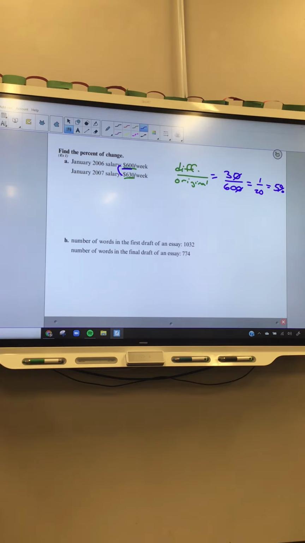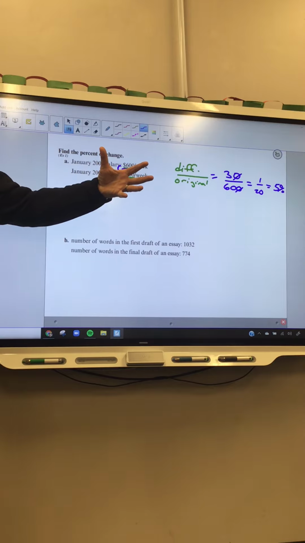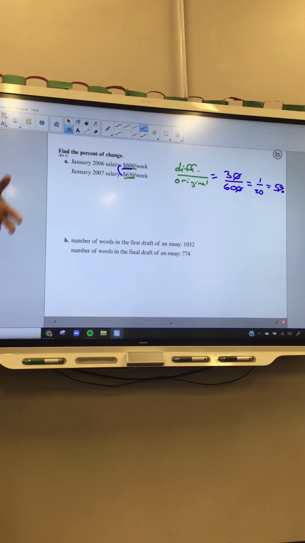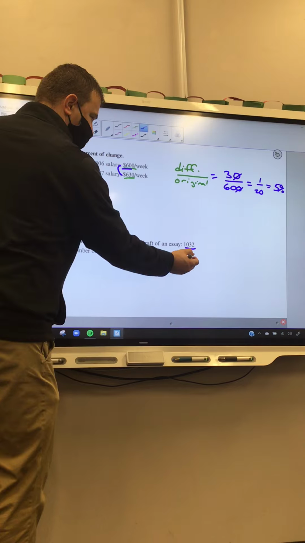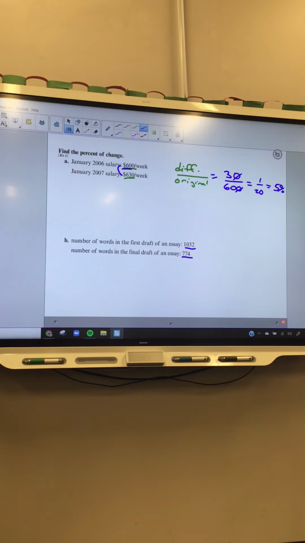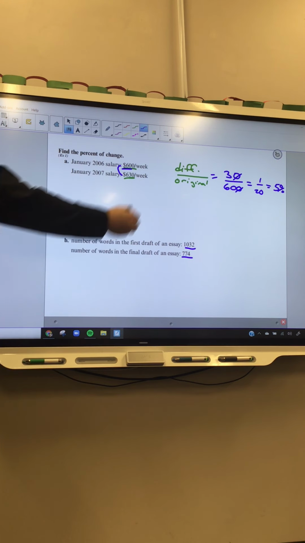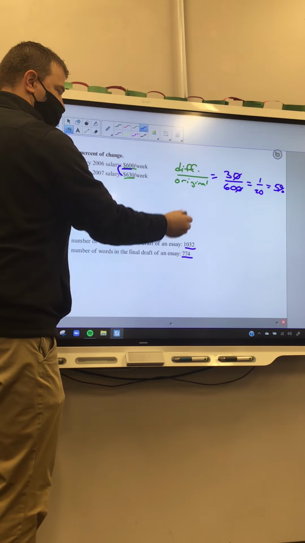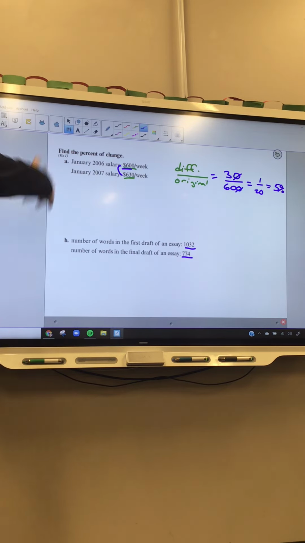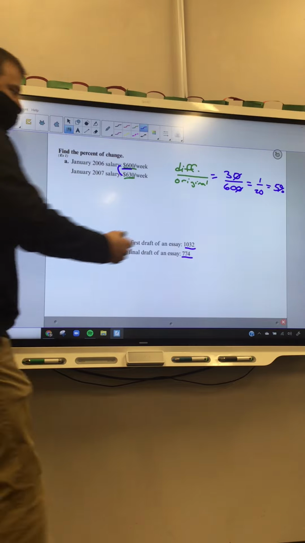Same kind of thing here. We're talking about somebody writing a story, and they write a first draft that's really long, and whoever their editor is, maybe in class a teacher, says you've got too many words. Cut it down, make it more concise. So they went from 1,032 words, and they cut back quite a bit. Their final draft was only 774. So what rate of change did they go through from their first draft to their final draft? Well, we use this same fractional piece. What's the difference between those two? What's 1,032 minus 774?